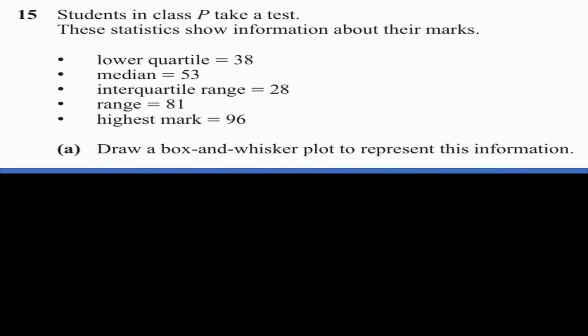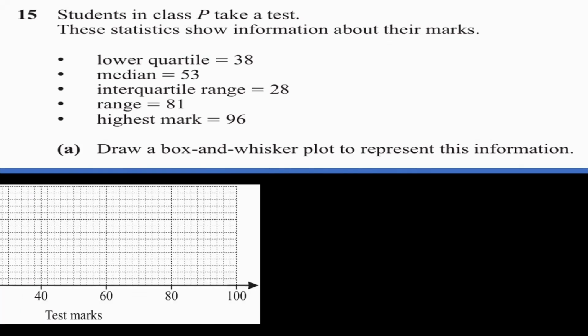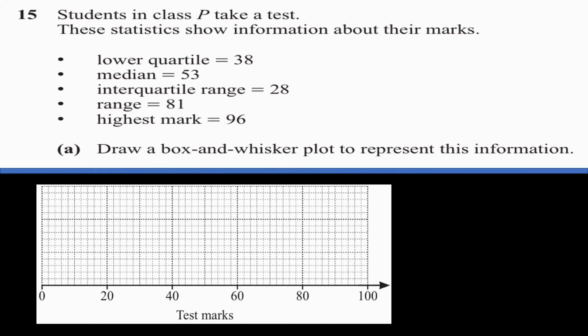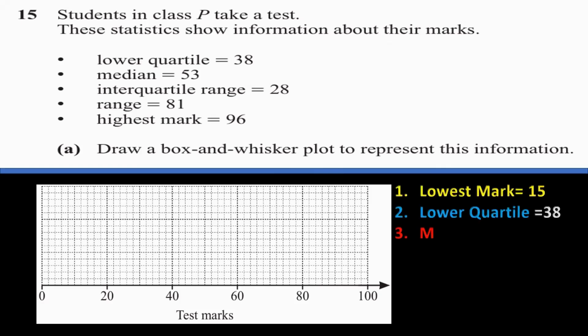Right now we are going to use all 5 items that are key to drawing a box and whisker plot. We are going to demonstrate how these 5 elements can be used to draw a box and whisker plot. So let's write them down again.